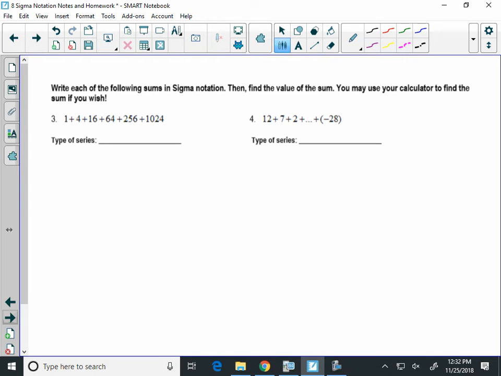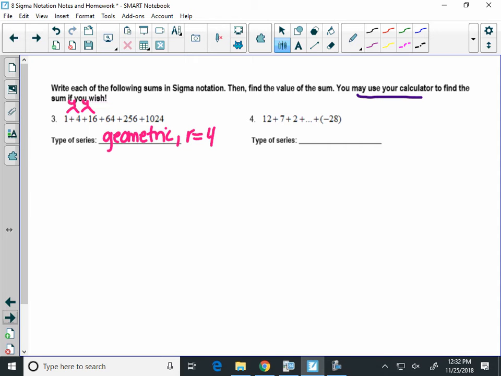For the next two problems, it says you may use your calculator. So you need to write sigma notation here, but then you can use your calculator to find the sum. In order to find sigma notation, you need to identify what type of sequence you are using. So you have to decide, is it geometric or arithmetic? Here it looks like I'm multiplying by 4. So this would be geometric, right, with a common ratio of 4.